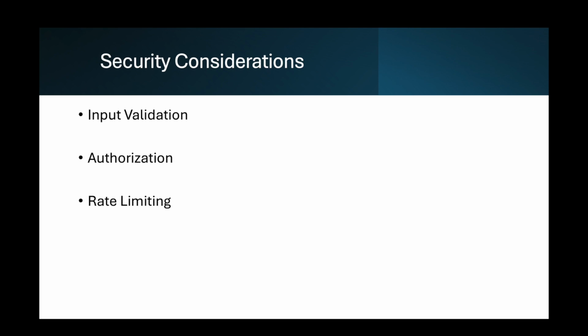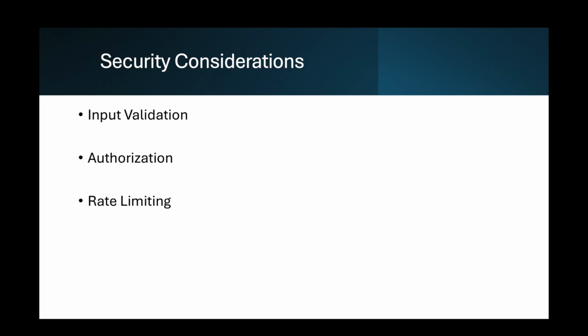Implement input validation to ensure that input data sent by clients meet the expected criteria and prevent common security vulnerabilities such as injection attacks. Second, authorization. Now, implement authorization checks to control access to certain fields or operations based on the identity and permission of the requesting user. Third one, rate limiting.